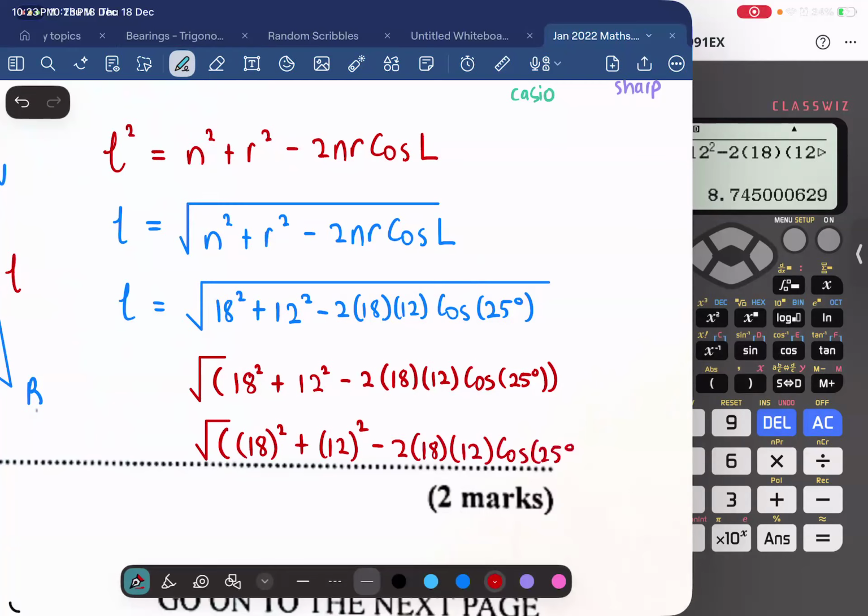Try it again. It's supposed to work out. If it's not working out, something is going on. So I do it on my Sharp and I get 8.745. That's the correct answer. I think it's because of the two brackets at the end of the 25 degrees.